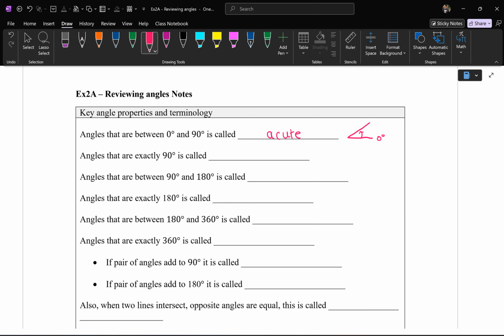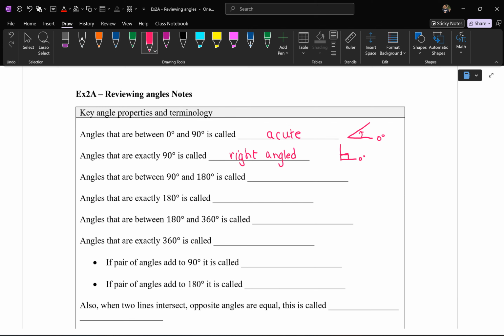Next one. Angles that are exactly 90 degrees are called what? Hands up. Belinda? Right angled. Very good. So that's when you make exactly, again, this is 0 degrees, a nice 90 degrees, and we show that with a corner box. A little corner box indicates that it is 90 degrees or perpendicular.